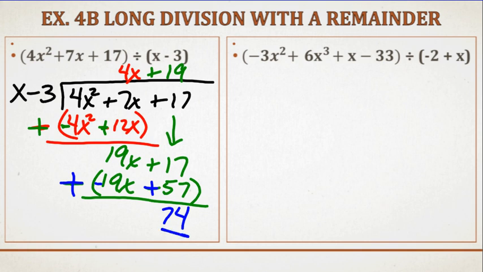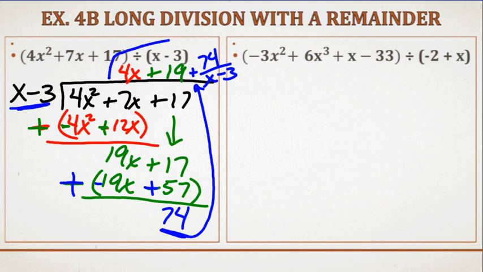Now this is my remainder. I need to put this up with my answer. I'm going to say plus 74 all over my divisor, which is x minus 3. So this would be my answer.